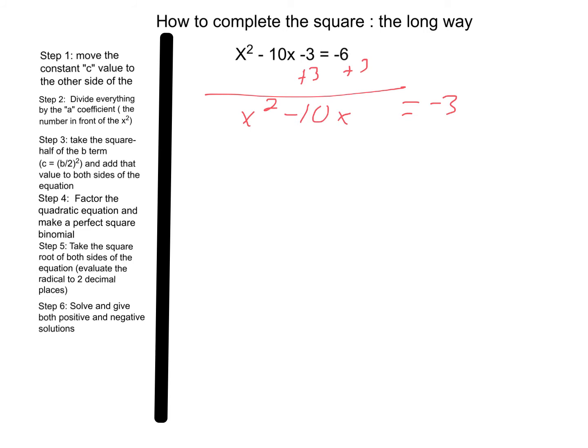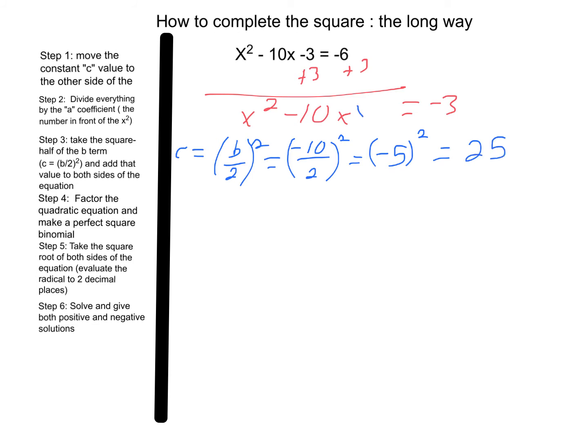Alright, let's get our square half. So our new c value will equal b divided by 2 squared, or negative 10 divided by 2 squared, which is negative 5 squared, or 25. So plus 25 there, plus 25 here. So I now have a new equation of x squared minus 10x plus 25 is equal to 22.